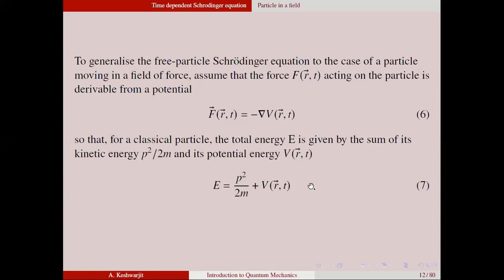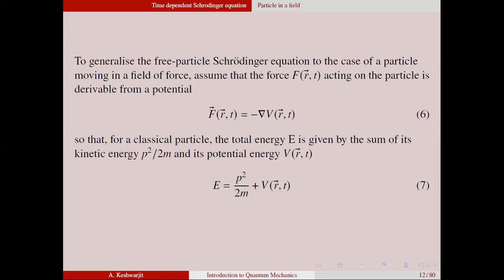If the particle moves under the influence of an external force, then the potential energy of the particle will change from one position to another. So the potential energy then becomes a function of position. It can also change with time. This is the most general case.